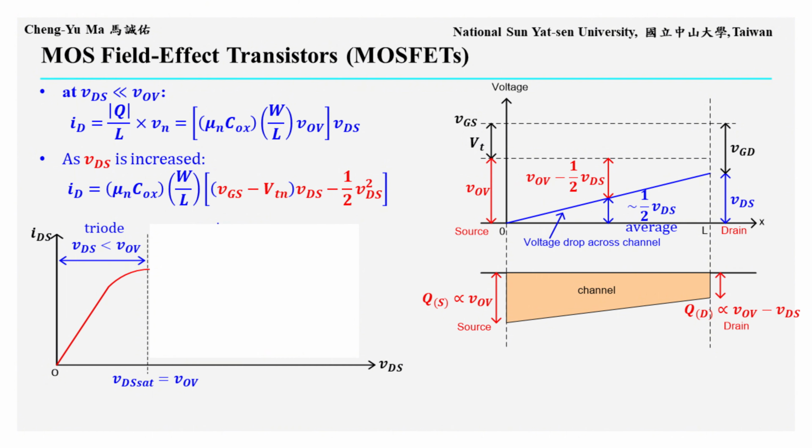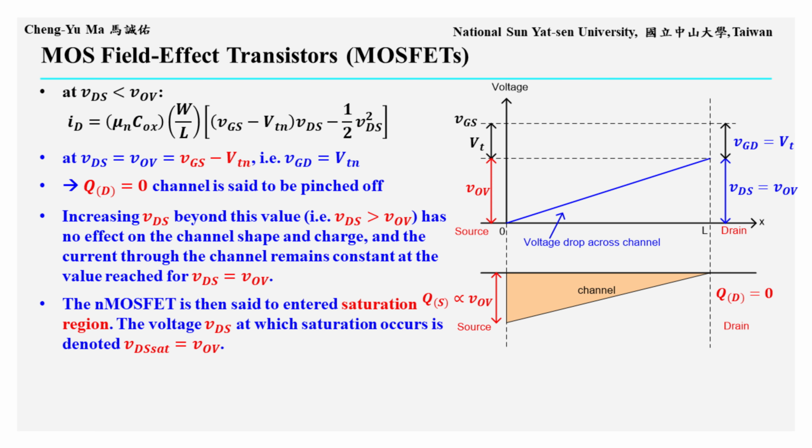If we plot ID versus VDS, as shown in the lower left figure, the curve is almost linear when VDS is much smaller than VOV. As VDS increases, the curve becomes quadratic and reaches its maximum when VDS equals VOV. The operating region where VDS is less than VOV is called the triode region. When VDS equals VOV, the gate-to-drain voltage VGD equals VGS minus VDS, which becomes VT. Since the oxide voltage must exceed VT to maintain inversion charge, the channel charge at the drain end becomes 0.